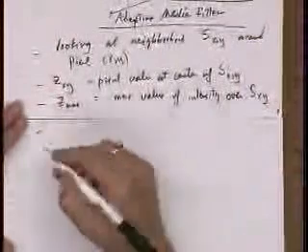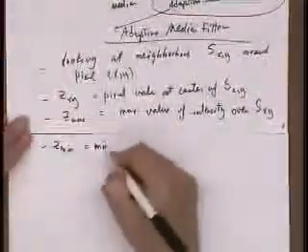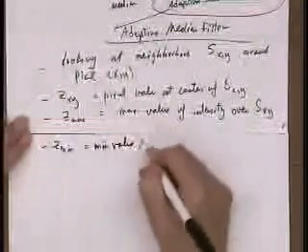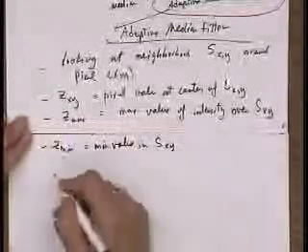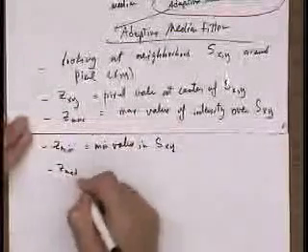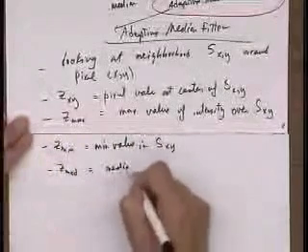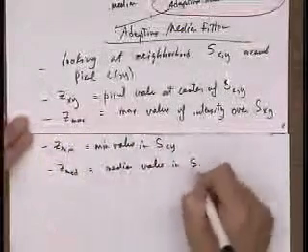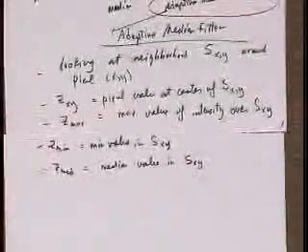And then Z-min is the minimum value in S_xy. And then Z-med is the median value in S_xy.